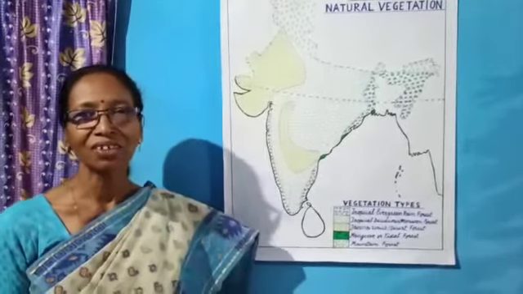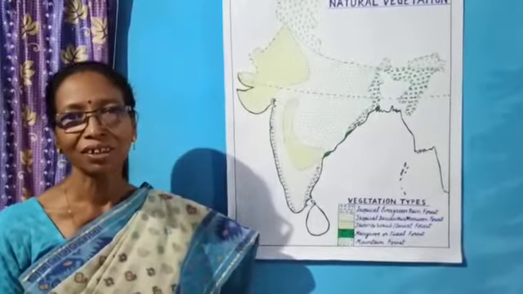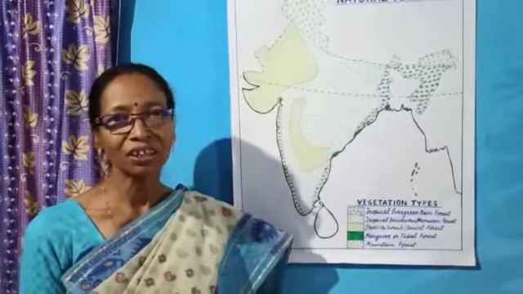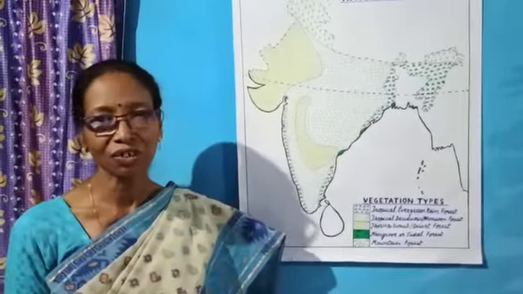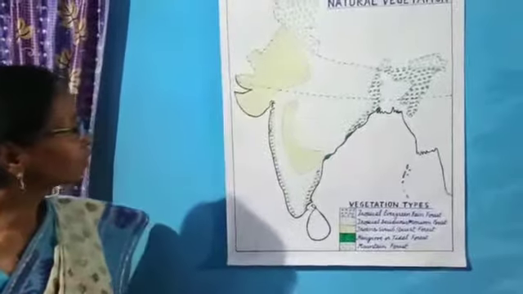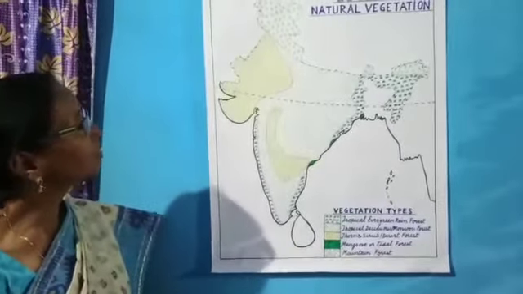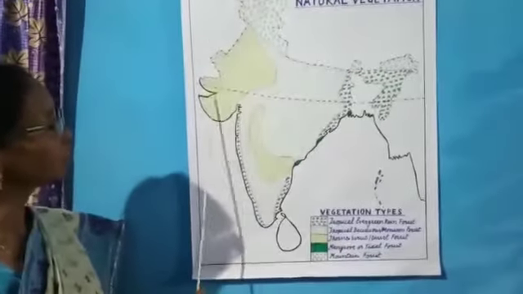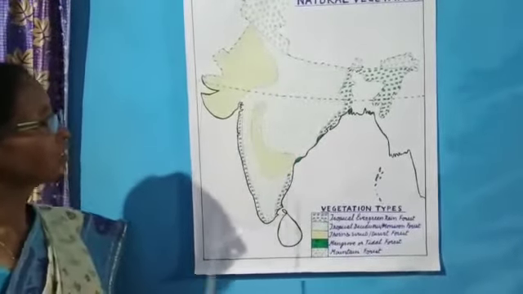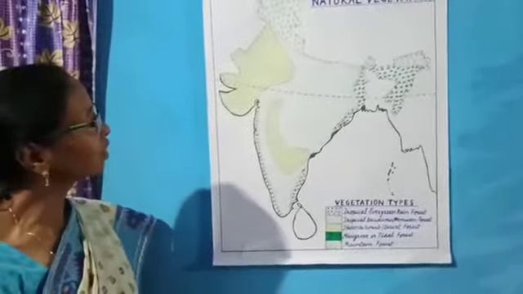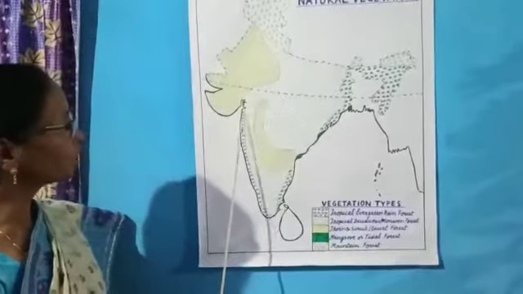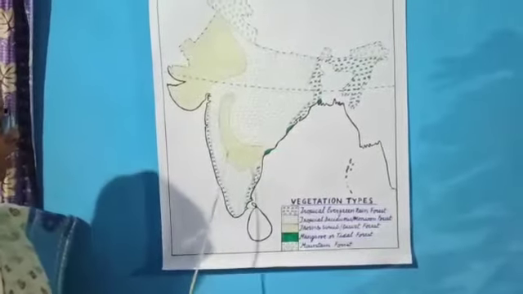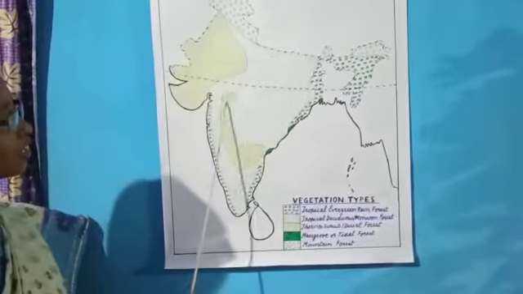In the previous class, you have studied about the natural vegetation of India. You are learning about the natural vegetation of India. Today, you are going to learn about the thorn and scrub or desert forest. In the previous class, you have studied about the tropical evergreen rainforest and tropical deciduous or monsoon forest.